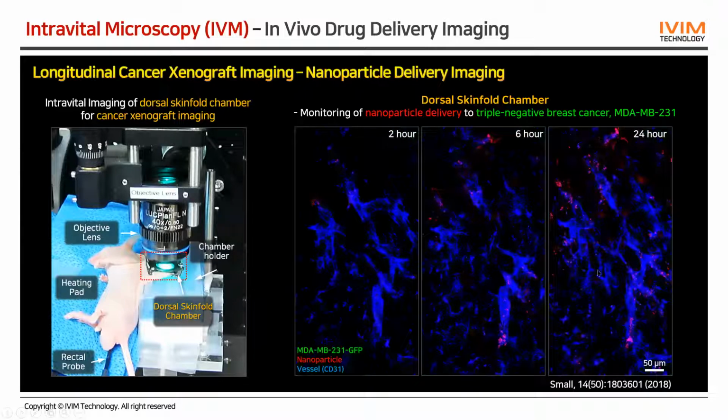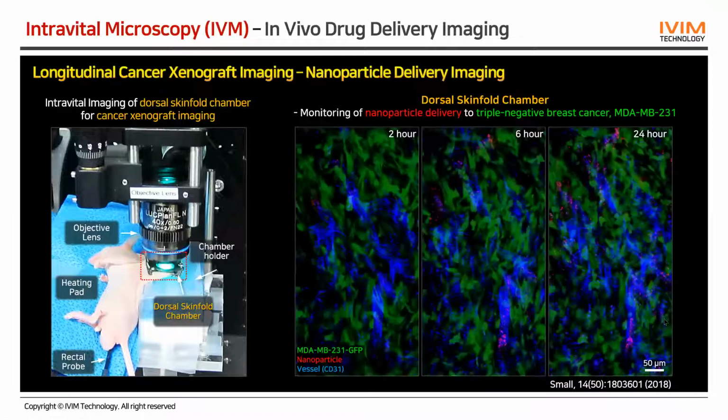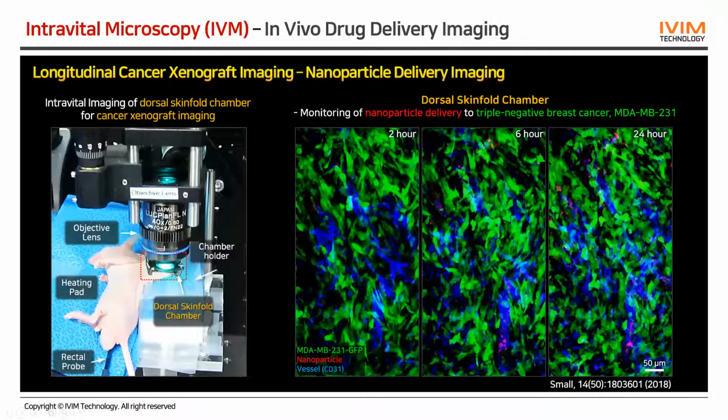So this one is more clear. You can see after 24 hours, this nanoparticle really gets out from the blood vessel and is then delivered to the cancer cell. So this is a very good example. We can directly monitor the delivery of the drug to the target cell. In this case, it's a cancer cell, obviously.